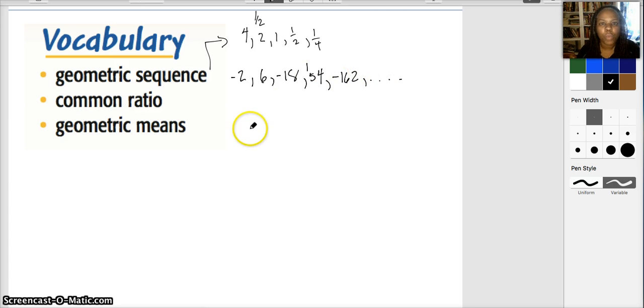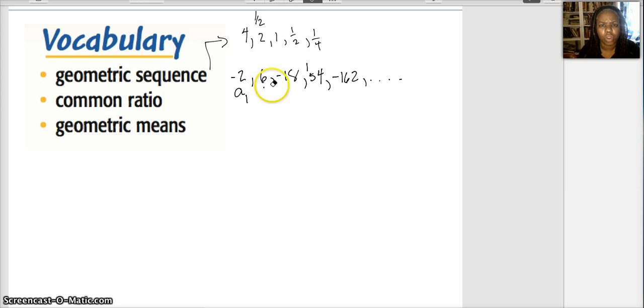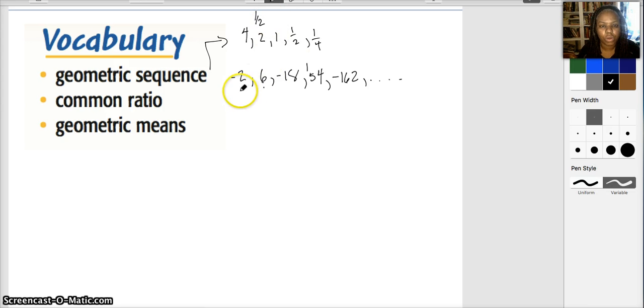When we talk about these values in sequences, we talk about each one as a term. So this would be the first term. We would call it a sub 1, sometimes T sub 1, different letters we use. Then a sub 2, a sub 3, a sub 4, you get the idea. It just lets you know that this is the first, second, third, fourth, and fifth term. That's all that's happening there.